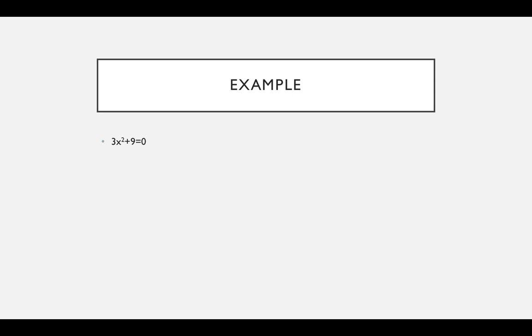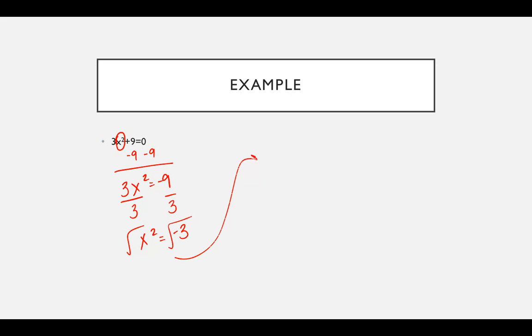Here's another example. We here can solve by square roots because we only have an x squared and nothing else. So we can go ahead and subtract 9 from both sides. We have 3x squared equals negative 9. And then we can divide both sides by 3. So x squared equals negative 3. We can take the square root. So we end up with x equals plus or minus the square root of negative 3.